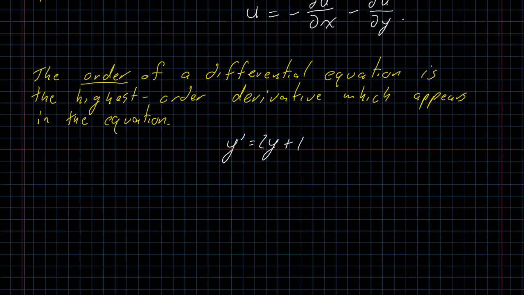So if I have an equation that looks like y prime equals 2y plus 1, well, this has the original function y, its first derivative y prime, and no other derivatives. So this is a first order equation.